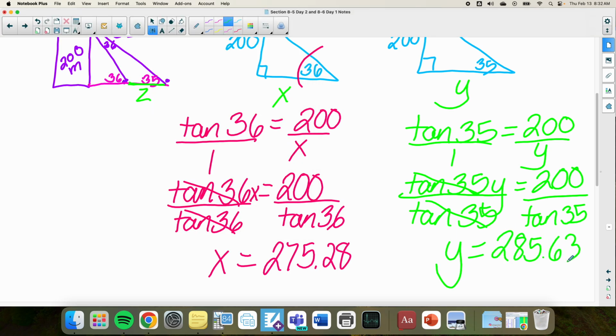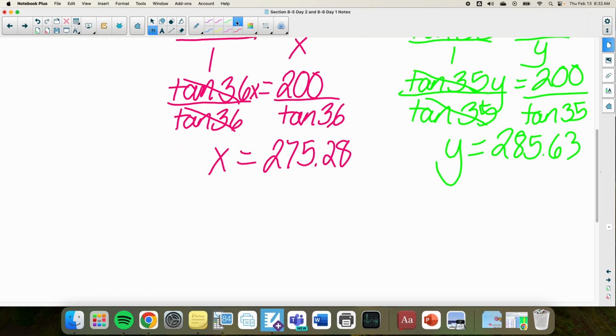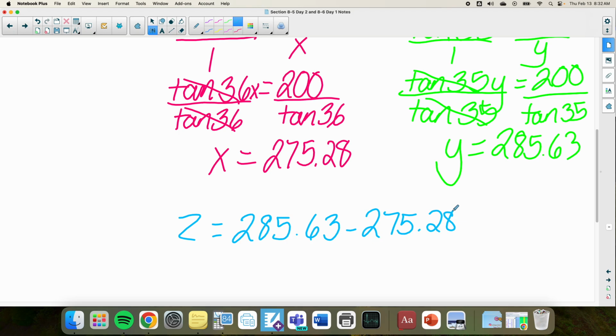And then again, you always take the biggest one minus the smaller one. So our z is going to be 285.63 minus 275.28. Did anyone figure these out? Did you get those two numbers too? Okay. And then when you subtract that, did you get like 10.35? Okay. 10.35 meters would be your answer there.